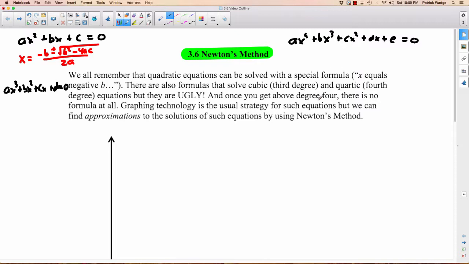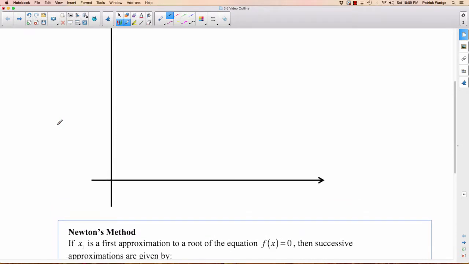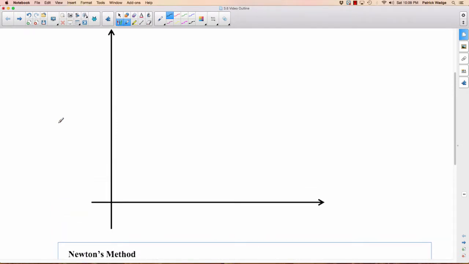Once you get above degree 4, above quartic, there is no formula at all. So the way we often find the roots, the solutions to equations like that, is we use graphing technology. We'd graph it and see where it crosses the x-axis. But we can also find approximations to the solutions by using Newton's method. And we can get our approximations to be as close to the actual answer as we want. I'm going to explain first how this works, and then we're going to find a little formula which isn't too complicated, and that'll seem a lot easier.